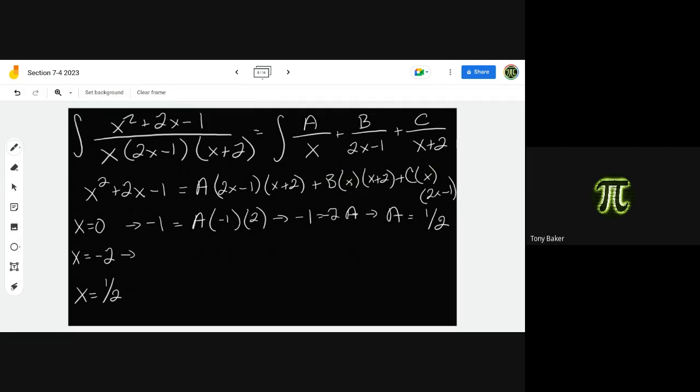So now let's plug in negative 2 and see what we get. So if I plug in negative 2, I get 4 minus 4, negative 1 again, equals, this side's going to cancel out because I'm canceling out that one. So the A is canceling out and the B is canceling out. So I'm left with the C. So negative 2 and negative 5.